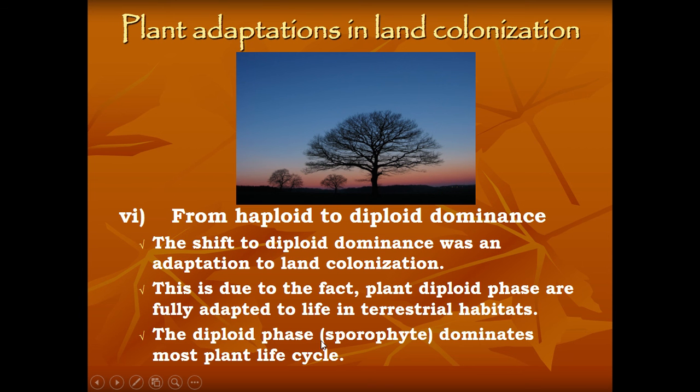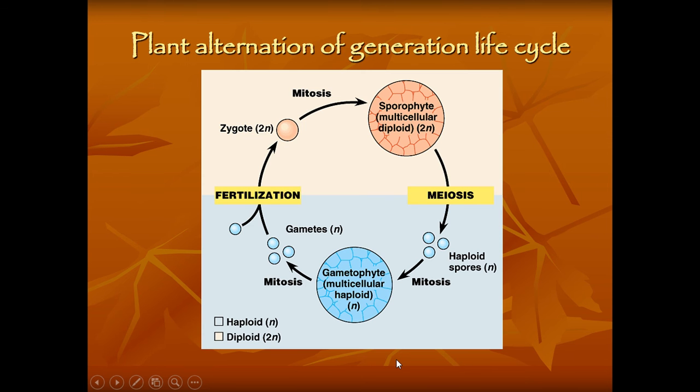The diploid phase, or the sporophyte, dominates most plants' life cycle. So let's look at the plants' generations of life cycle in the plant alternation. The sporophyte, which is a multicellular diploid, forms from the zygote through the process of mitosis, and then this sporophyte will undergo meiosis, producing haploid spores.